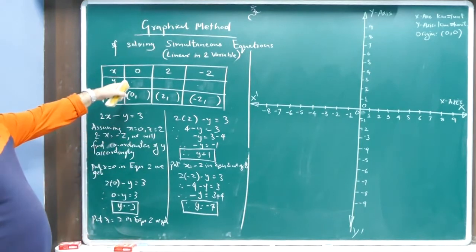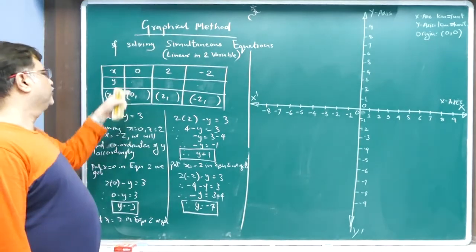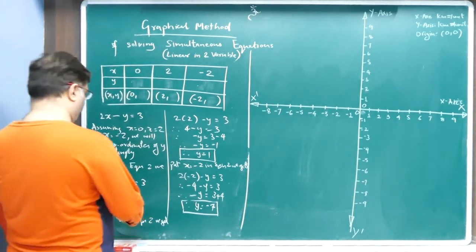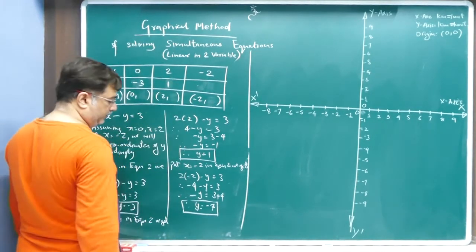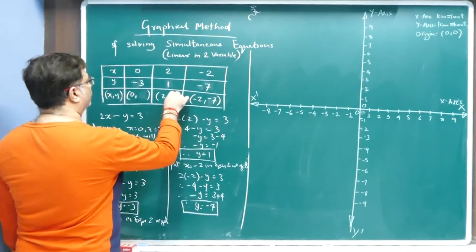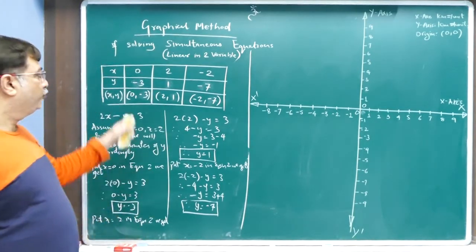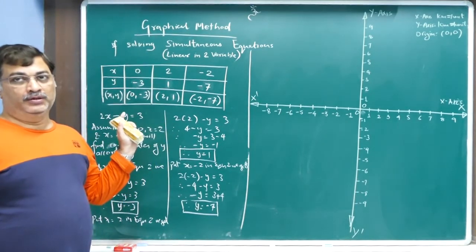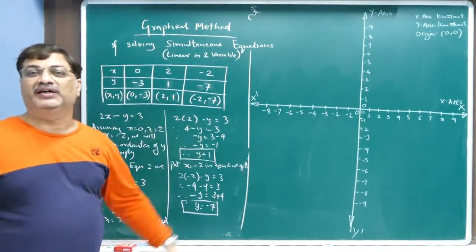Now again come back to the coordinate table. The x values are 0, 2, minus 2 that we had assumed earlier. Now what is going to be the value of y? The values of y are first one minus 3, second one 1, and the third one minus 7. So here you have minus 3, here you have 1, here you have minus 7. Clear? So now you have the second coordinate table also ready. Now looking at the first and the second coordinate tables, you are going to plot the graph.